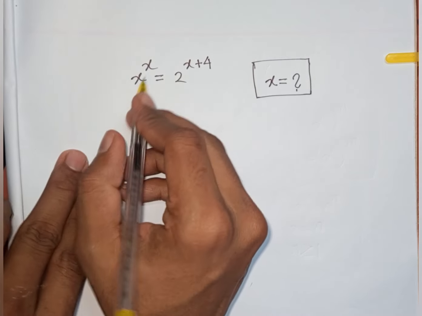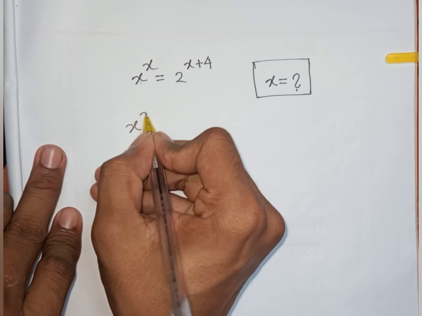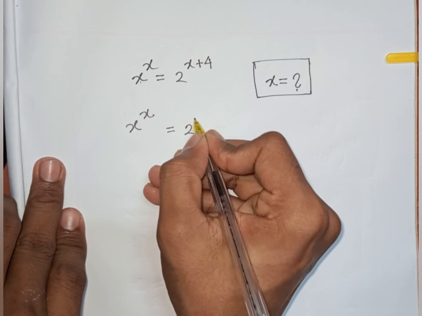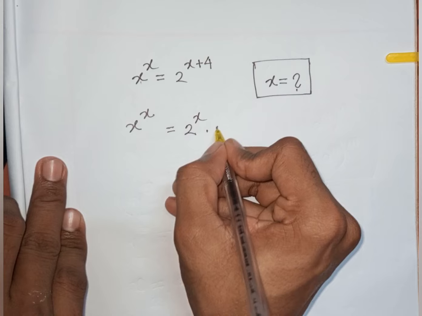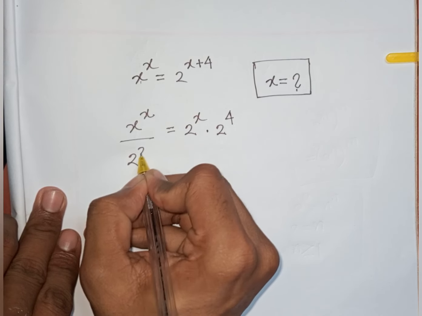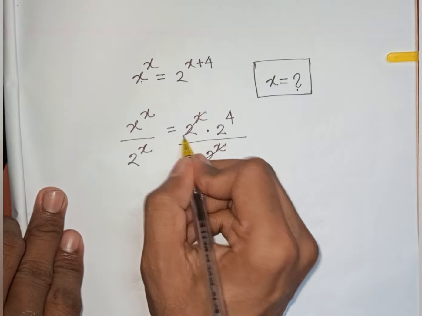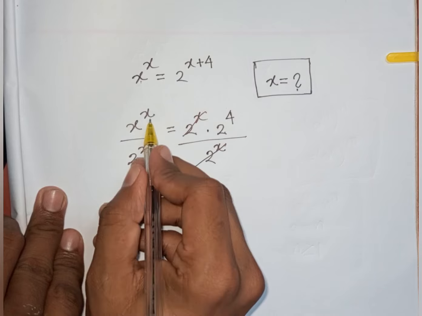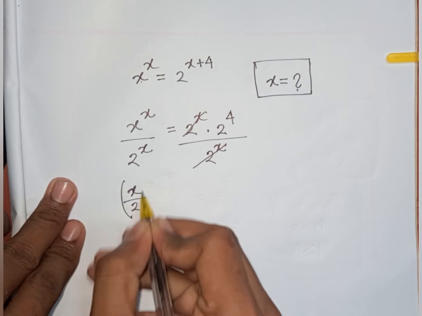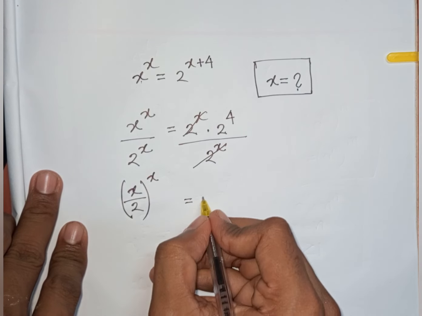How to solve x^x = 2^(x+4). Find the value of x. So x^x = 2^(x+4) can be written as 2^x times 2^4. Now we divide by 2^x on both sides. Now this will be cancelled. Now x and x have the same power but different bases. So you can write (x over 2) to the common power x is equal to 2^4.